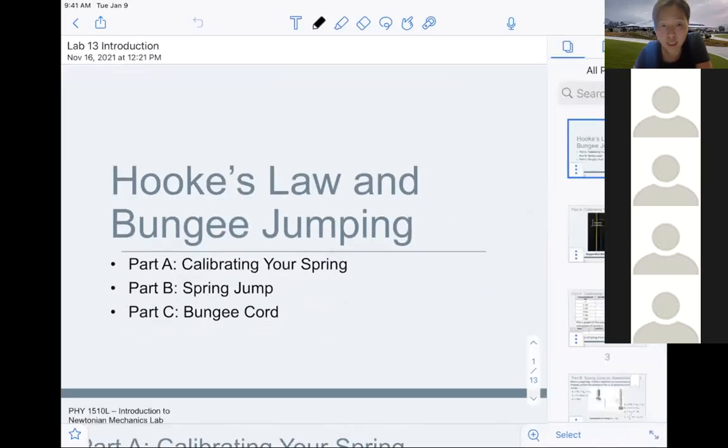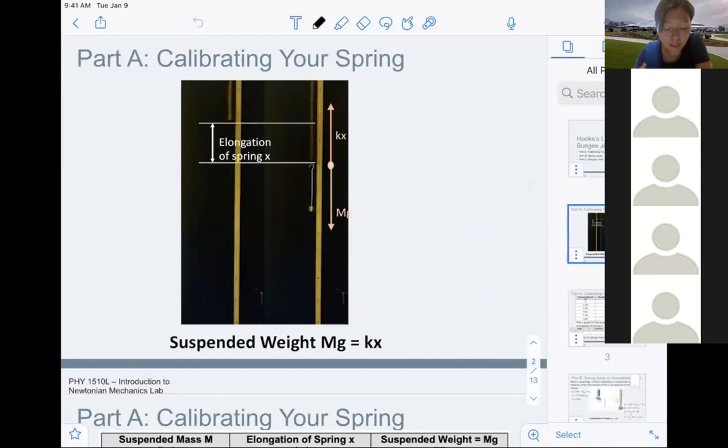So part A, the data collection process is very similar to our lab 12, that one you already did. So we don't need to look at that part in the video. For part A, you simply put some weights on your spring. You can see that the weight is equal to the spring force, so that your object is in static equilibrium. The weight is pointing down, your spring force pointing up. So mg is equal to k times x. X is the elongation of the spring.